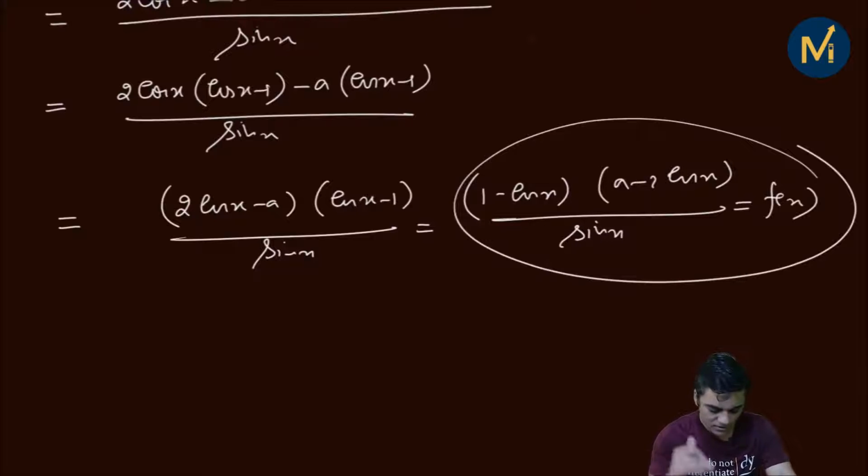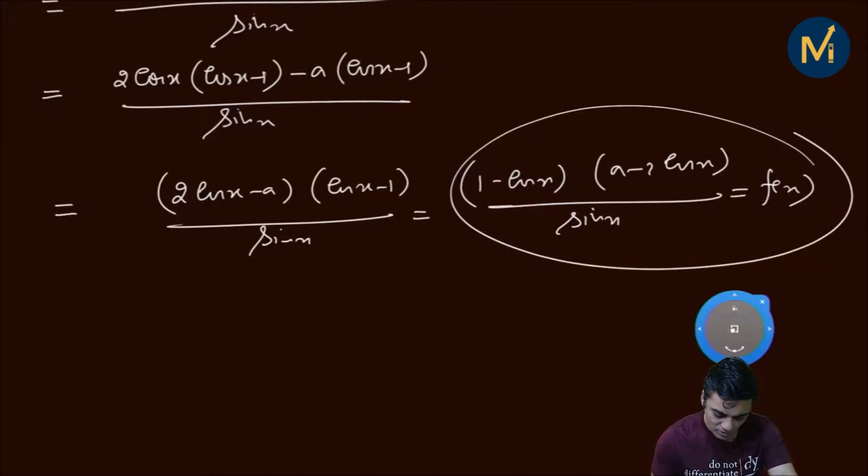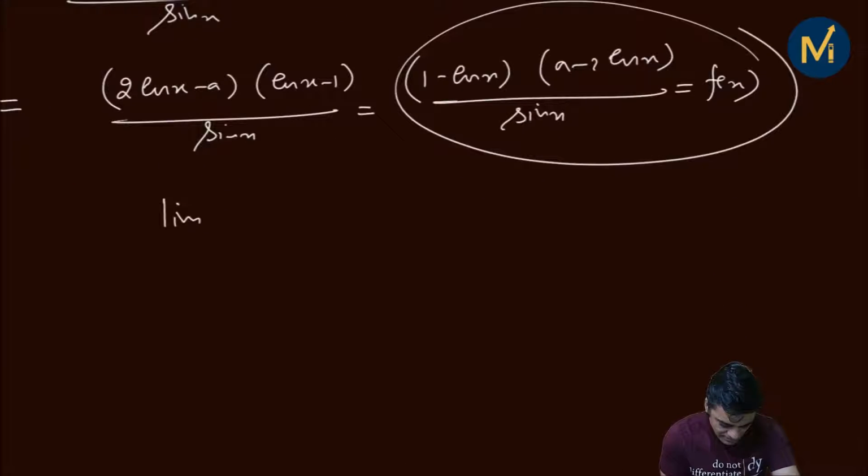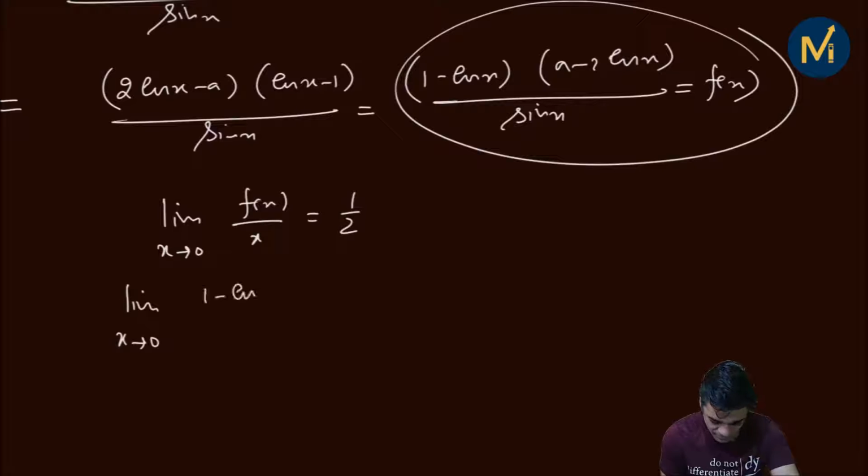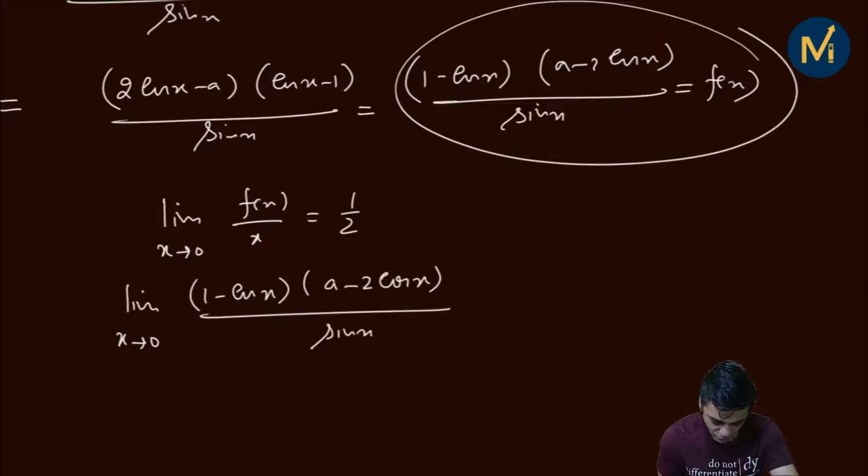Okay, now let's use that limit concept. So we have limit x tends to 0 f of x upon x as half. Okay, so we have this f of x. So what about this limit? It will be 1 minus cos x multiplied by a minus 2 cos x divided by sin x. The problem says upon x, so divided by x also.